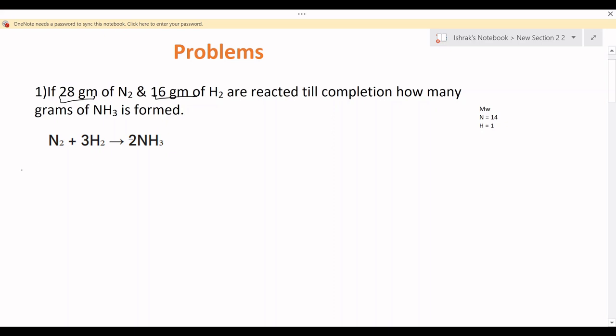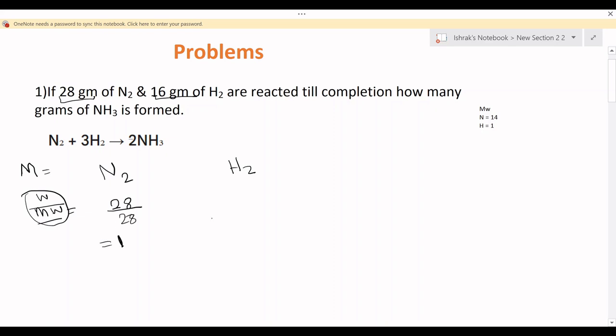So this is for nitrogen. This is for hydrogen. So let's find the moles first. As you may remember, moles is weight over the molecular weight. This gives me the moles. So we see the weight given is 28, and the molecular weight of nitrogen, as it's given here, is 14, so it becomes 28 over 28. So this is 1 mole.